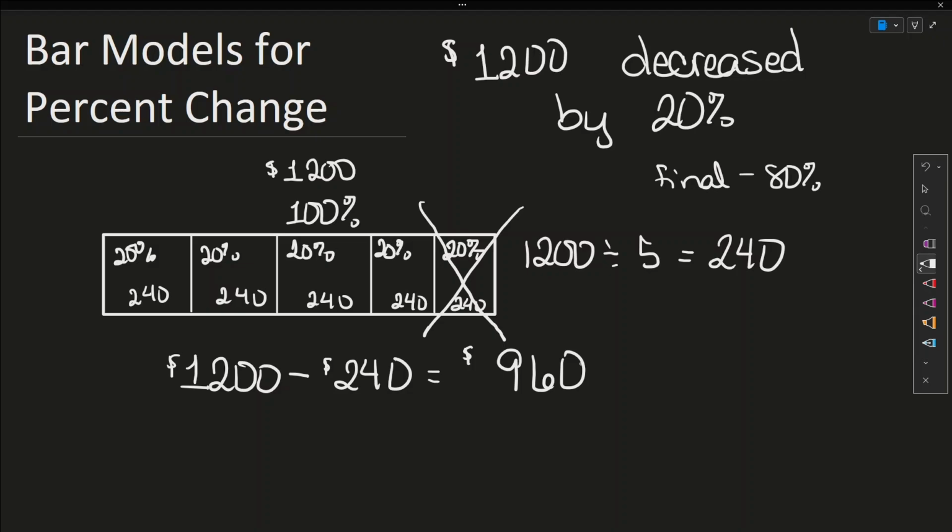Bar models are very helpful because they show students what is happening. For an increase, we add more boxes. For a decrease, we remove or cross out boxes. This supports students who might otherwise try to memorize rules without understanding them.